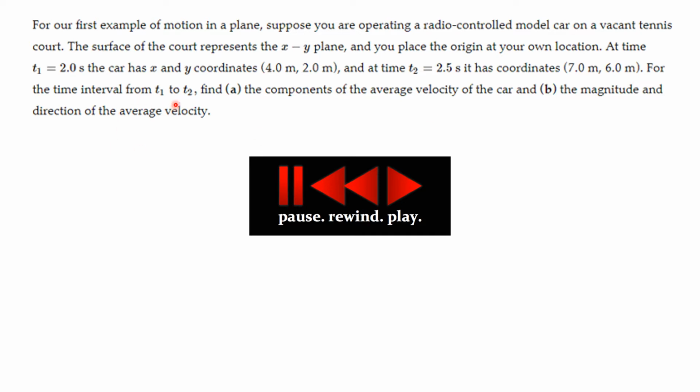For the interval from t1 to t2, that is from 2 seconds to 2.5 seconds, find the components of the average velocity of the car and the magnitude and direction of the average velocity. I hope you know what to do. Let's see how you did.